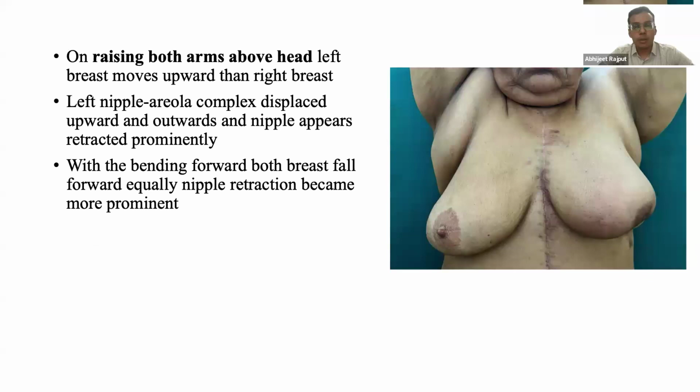On raising arms above the head, the left breast moves upwards, more than the right breast. Left nipple areola complex appears deviated upwards and outwards, and the nipple is retracted prominently. With bending forward also, both breasts fall equally, but the nipple retraction becomes more prominent on the left side.